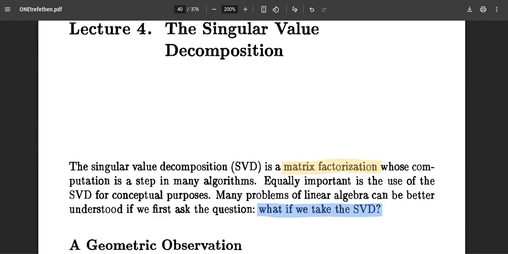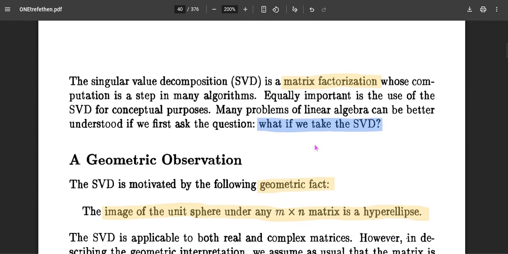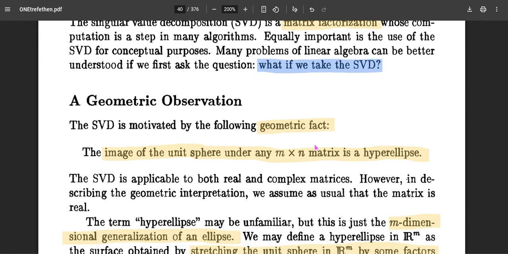Singular value decomposition is a kind of matrix factorization where we factor a given matrix into two or three matrices. What if we take an SVD of a general m × n matrix? From a geometrical perspective, it is a transformation of a unit sphere, and the image we get from this transformation is a hyperellipse. So what is a hyperellipse?